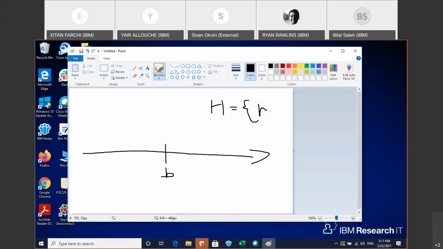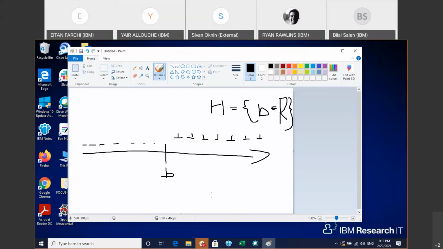Basically, these are the thresholds, they are in R. So by learning we mean choosing a threshold, and essentially we will label any point that is below the threshold as a minus, say, and any point that is above the threshold as plus. That's my hypothesis set.